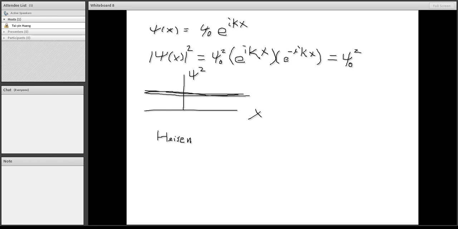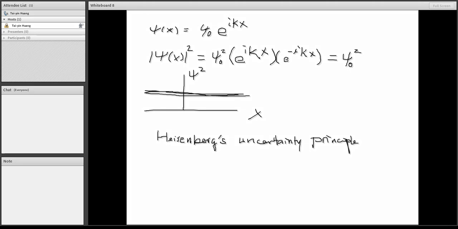So what does Heisenberg's uncertainty principle entail? Okay, so the uncertainty principle basically just means that both the position and the momentum cannot be measured with unlimited precision. The product of these two quantities is always subject to some sort of uncertainty.